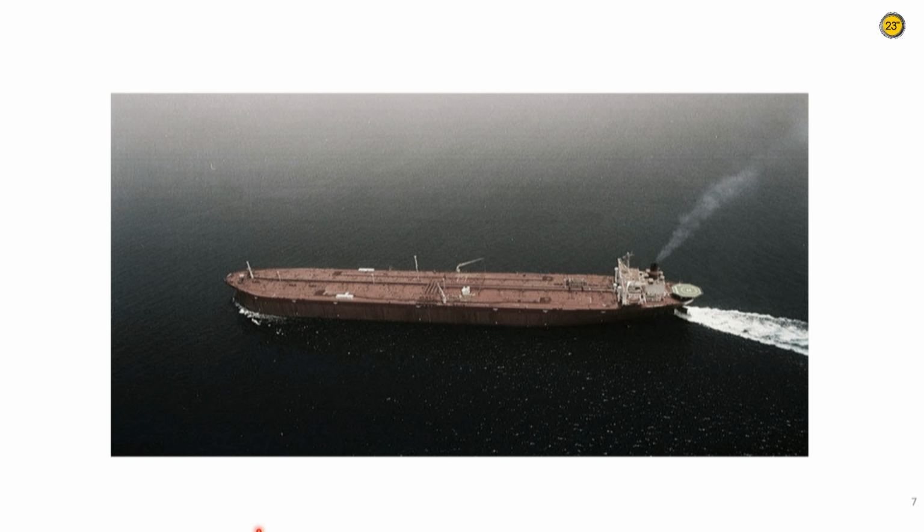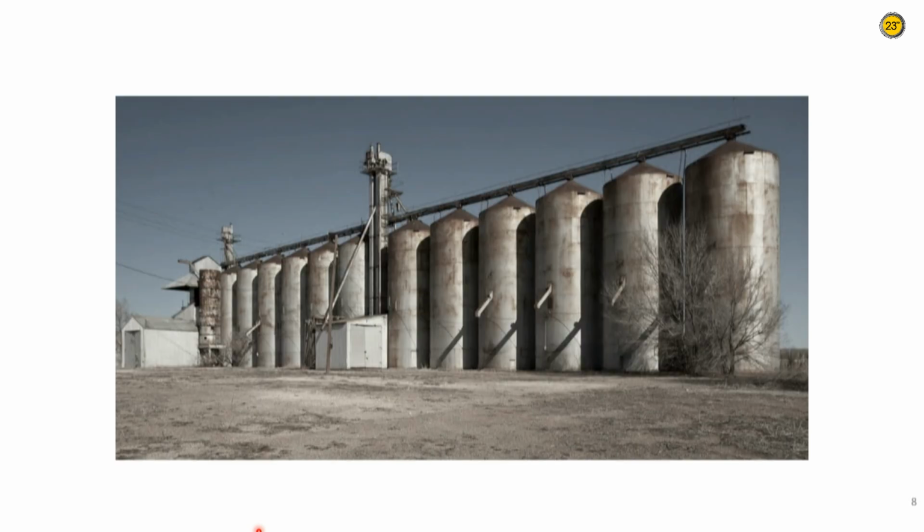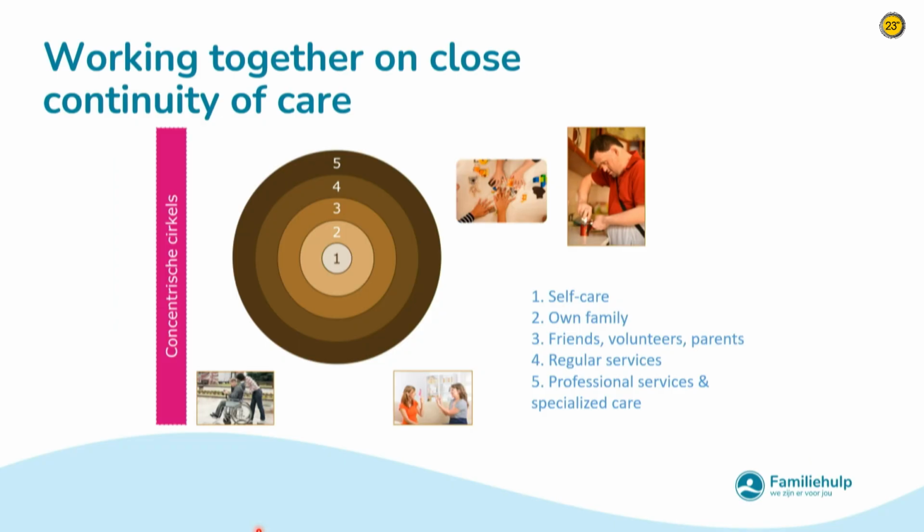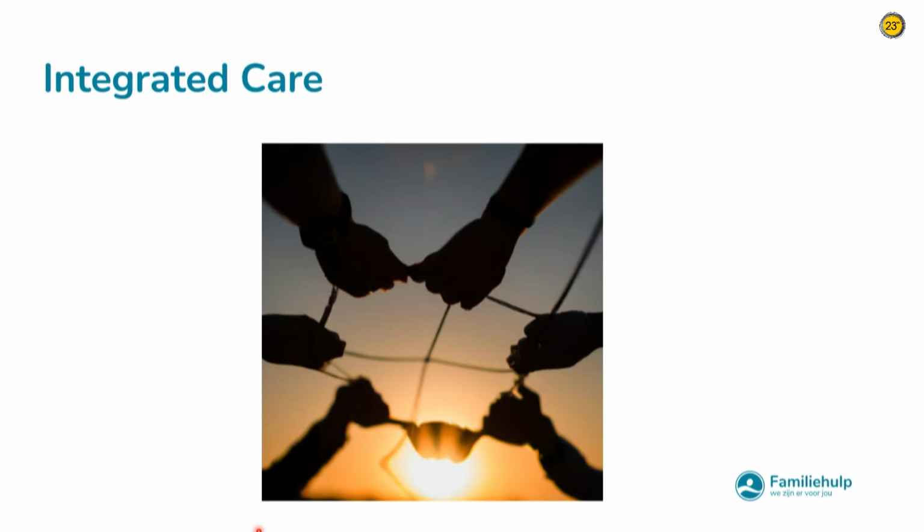So Familiehulp, with such a huge amount of employees, is a huge tanker. And, as already mentioned this morning, there are a lot of silos. The question was, how can we work together on continuity of care? That's well known. Also, integrated care was already mentioned. The question was, how can we manage that by ourselves, do that already in our own organization, and see how it looks before you go to another party.